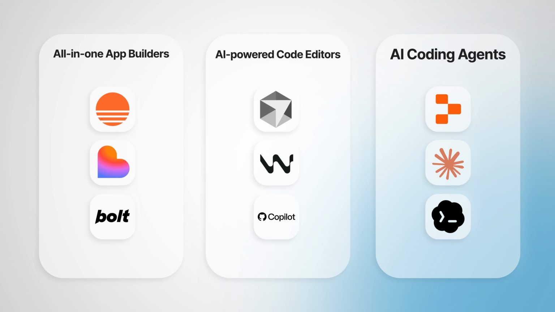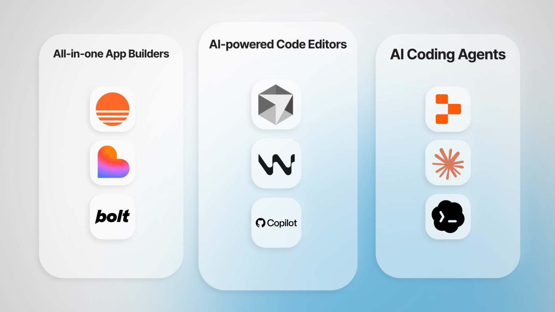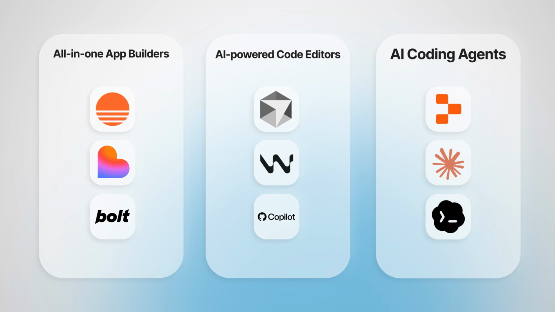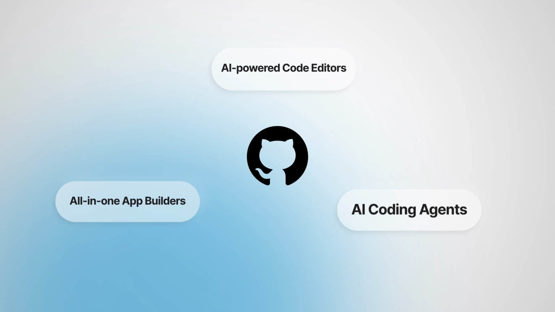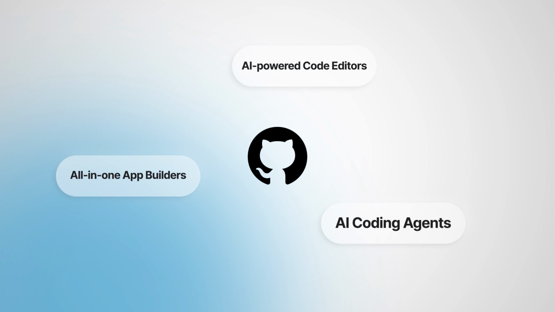Remember at the beginning of this video, I showed you 3 categories of vibe coding tools: all-in-one builders, AI code editors, and AI coding agents. We've been using an all-in-one builder this entire time. But now that your code is in GitHub, you can use the other tools too.